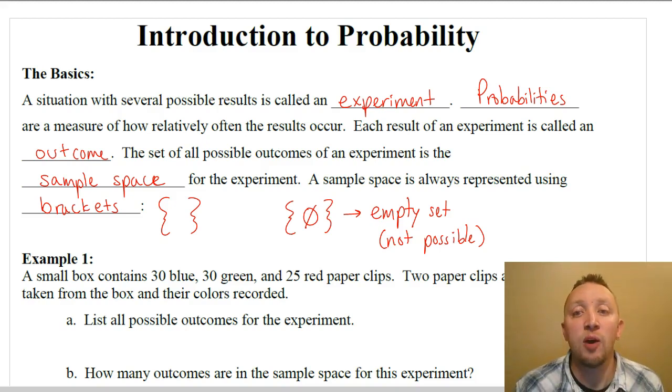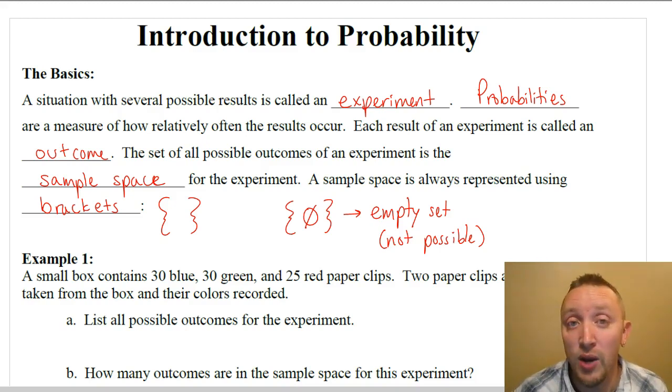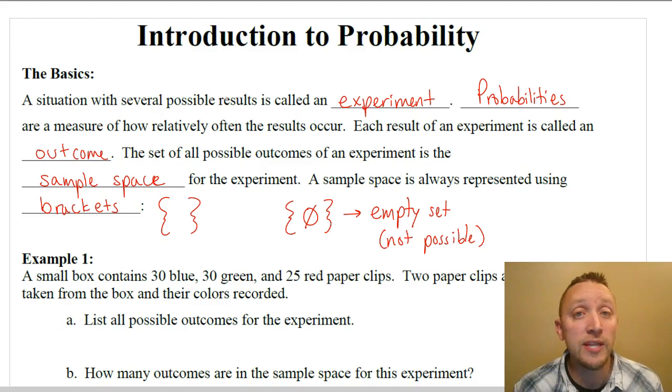Now, a sample space is always represented using these fancy brackets, is what I call them. It reminds me of cursive handwriting, and cursive handwriting is really fancy handwriting, so I just call these our fancy brackets. I don't know what the technical name is. I'm sure there's a better name, but let's just call them fancy brackets. It's more fun. So anyhow, if you ever have inside of those fancy brackets that little circle with a line through it like we have here, that just means what we call the empty set, meaning it's not possible. So if you see that looking at the answer key, that's just a short way of saying that the problem isn't possible.